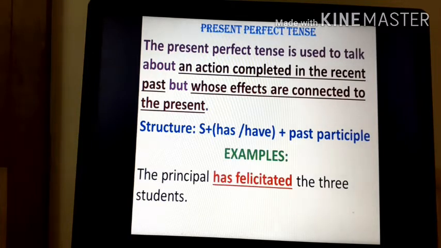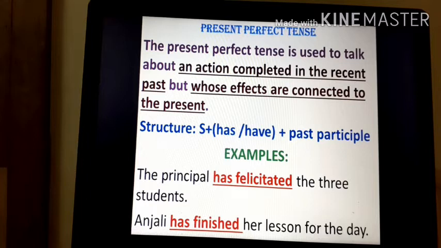Examples: the principal has felicitated the three students. Here, as you can see, has felicitated is the present perfect tense. The action of felicitation was done in the past, but the effect of the action still remains. Let's see one more example.